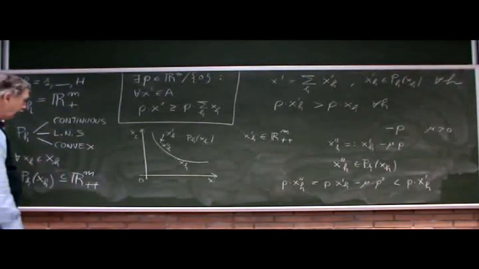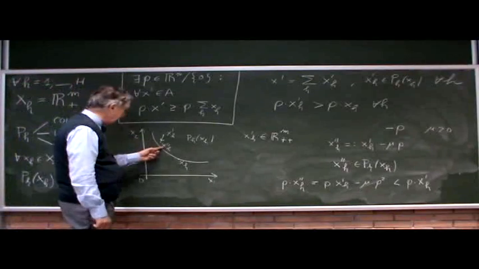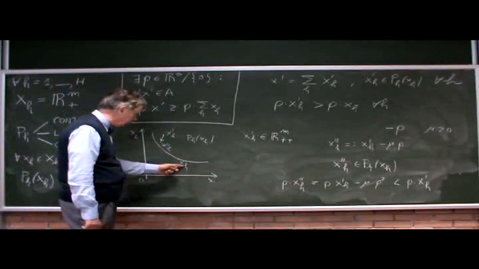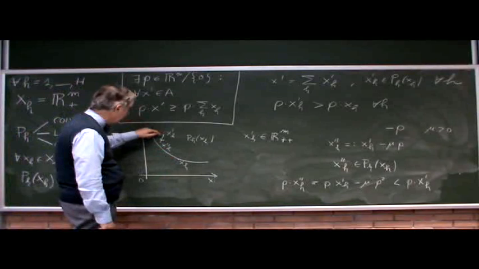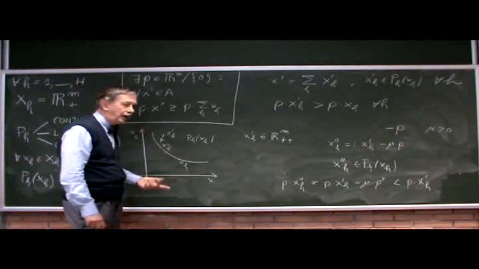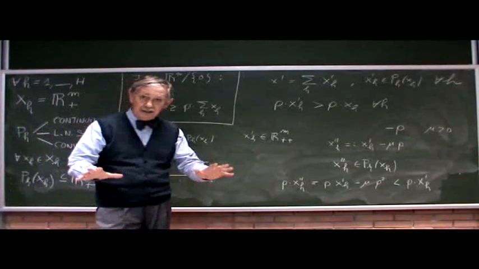You can find a bundle x double prime h which is preferred to xh, but at a value which is lesser than x prime h. Is it clear?